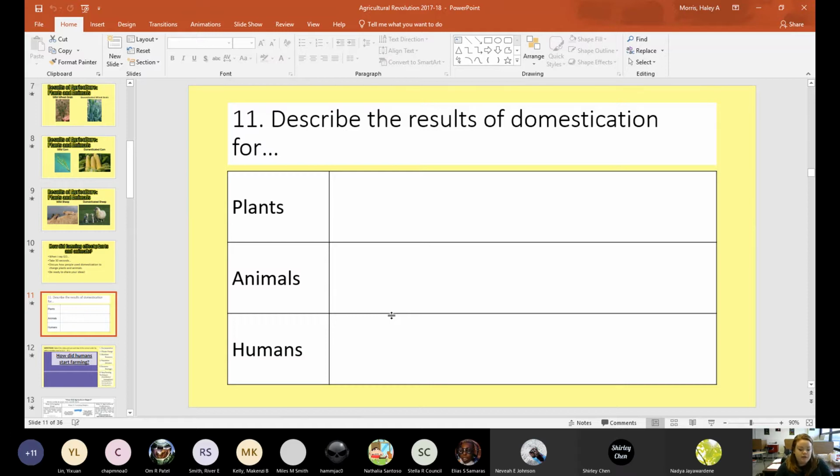So again, for plants, you could say they grow big, they grow quicker, and they grow faster. For animals, you can say they're used for human use, so they're bred to be stronger, to be used in farming, or fatter so that they can be eaten. And for humans, we are able to grow more and better crops and raise animals, and that is better for sustaining life and population growth.